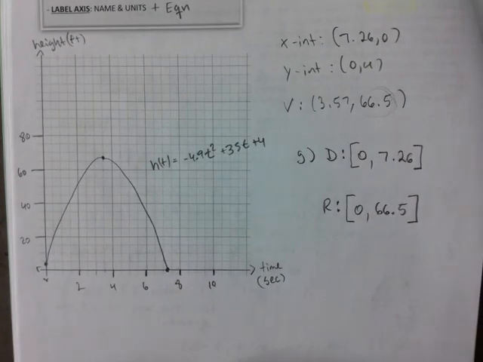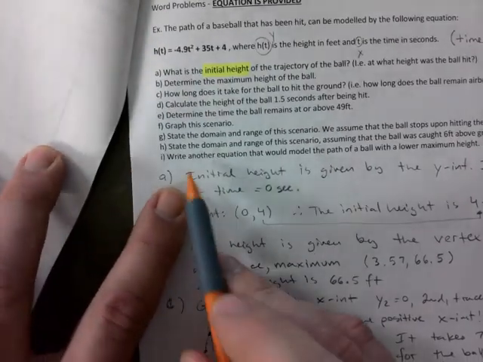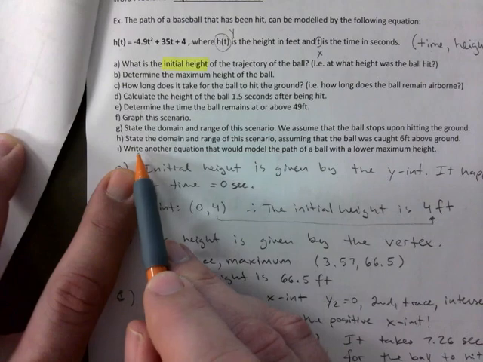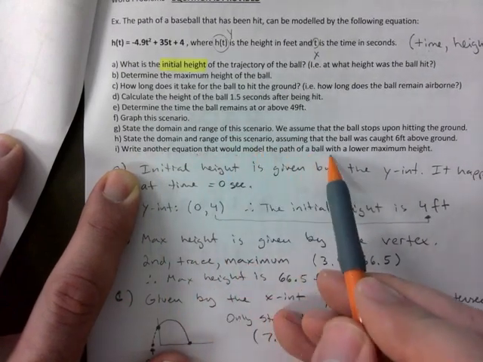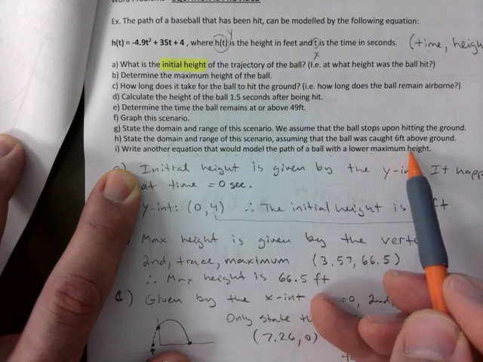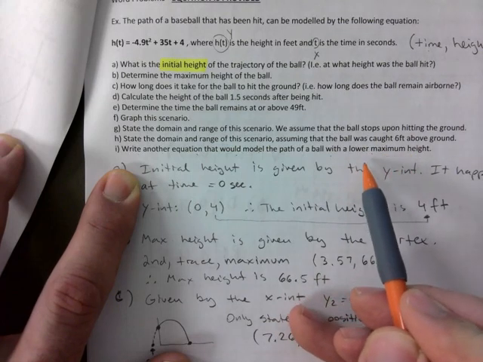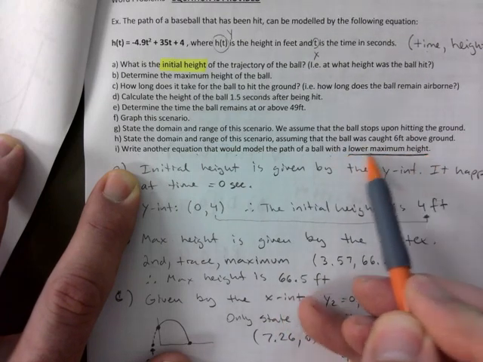I'm coming back, hold on. I will do I here and I will leave the other one. Let's read I before we go. Sometimes I'll ask you to write another equation that would model the path of a ball with a lower maximum height. A lower maximum height.